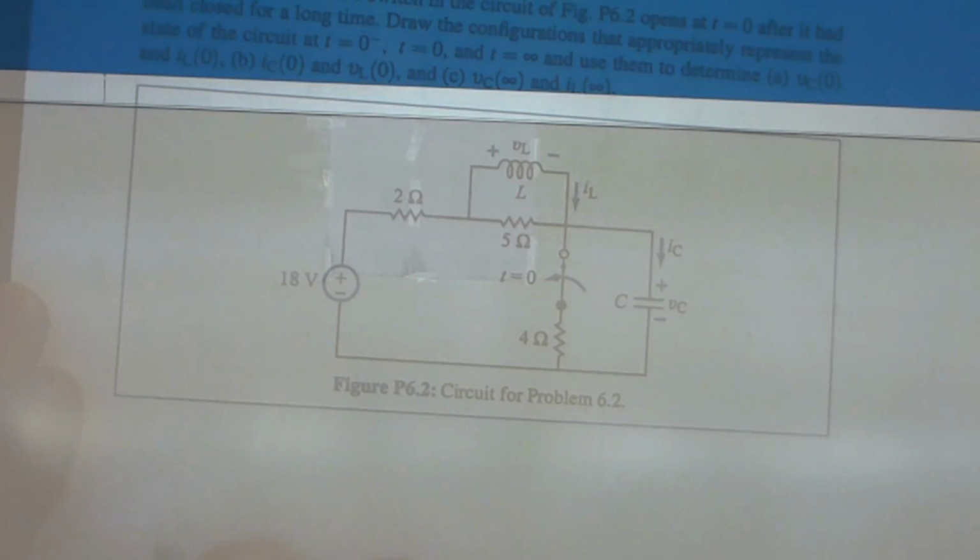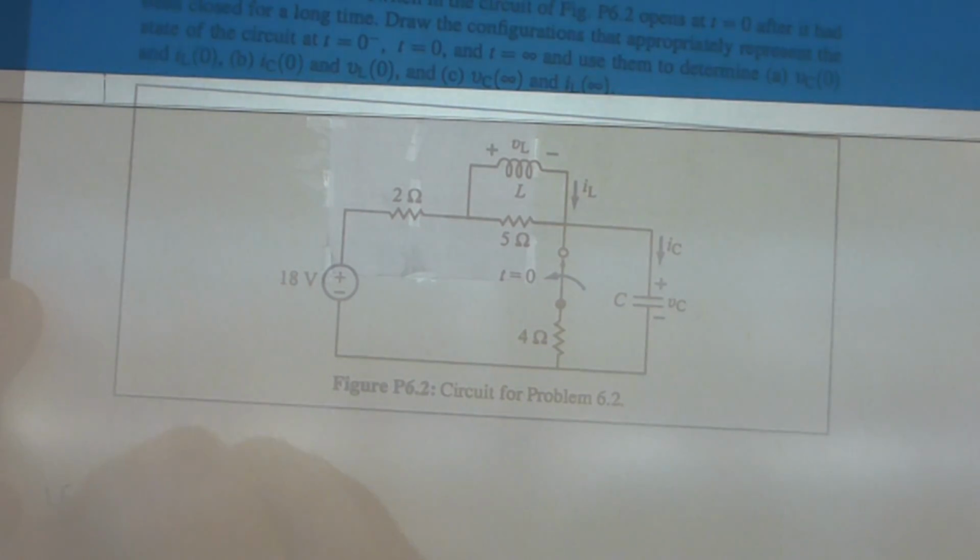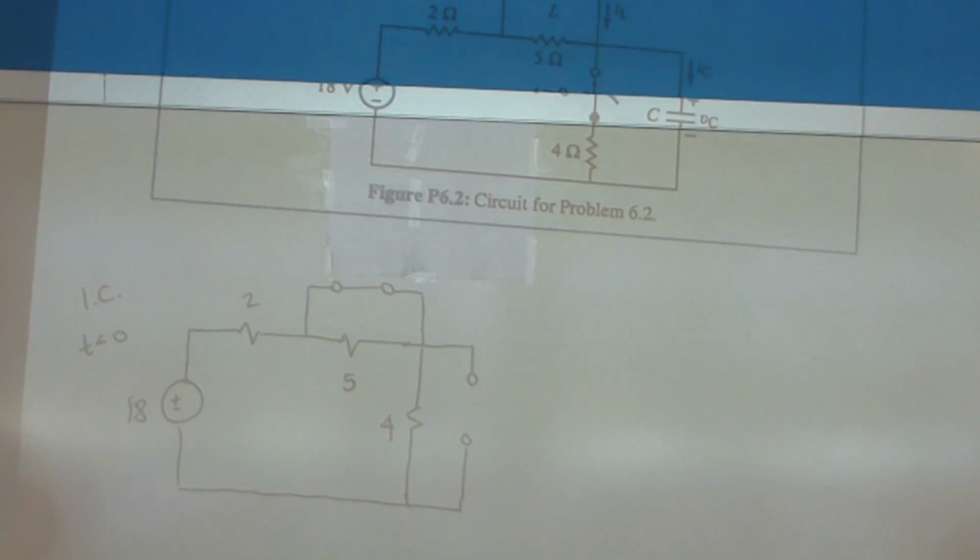Okay, and we do have this one, don't we? So 2, 5, 4, 18. I think that's the circuit that I have. Here's plus minus V sub C, and here's I sub L.